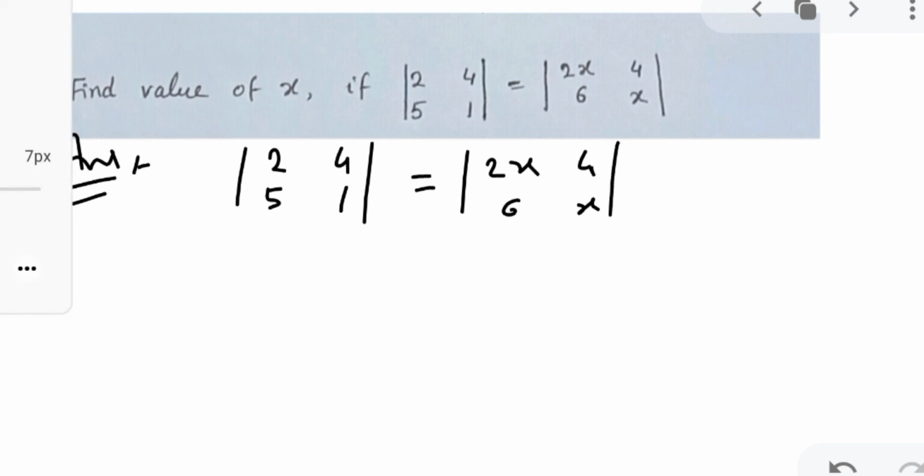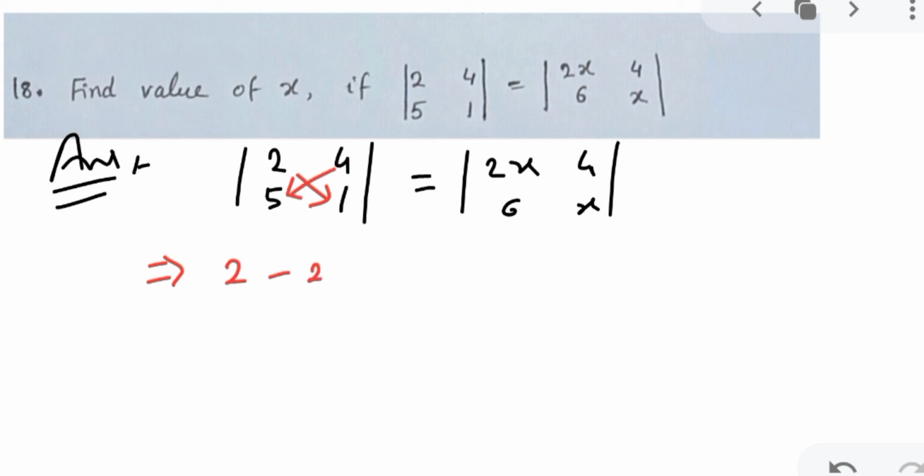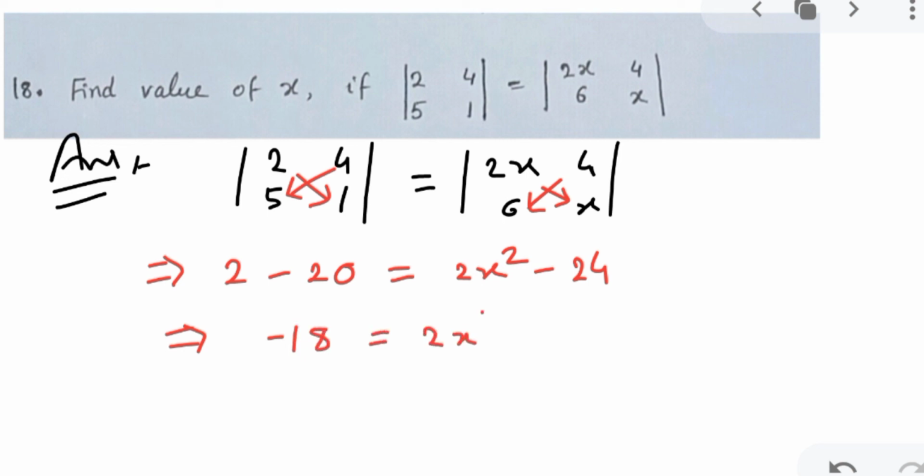Now I will simplify. So you know how to solve the determinant. Just now we solved. 2 into 1 will be 2 minus 4 into 5. So 4 into 5 will be 20. Similarly, on the right side, 2x into x will be 2x square minus 4 into 6, which is 24. Okay. So the left side is 2 minus 20. 2 minus 20 means minus 18, which is equal to 2x square minus 24.